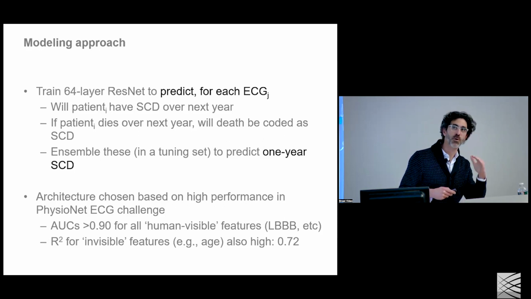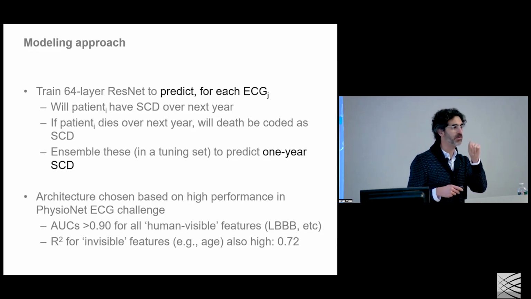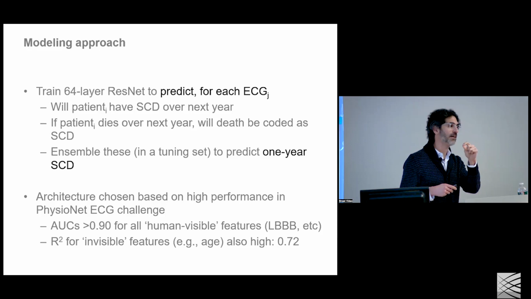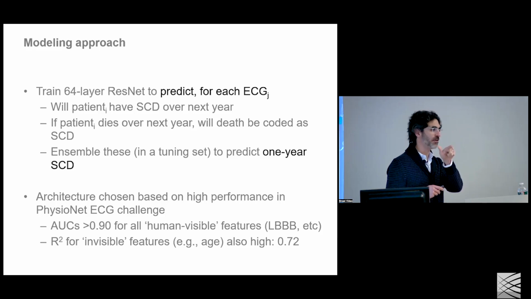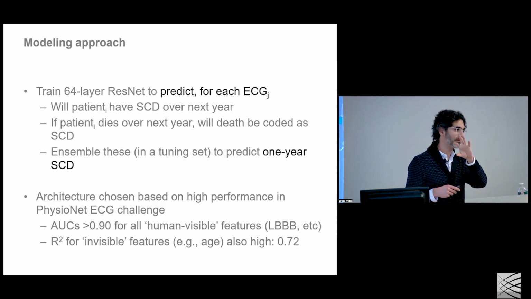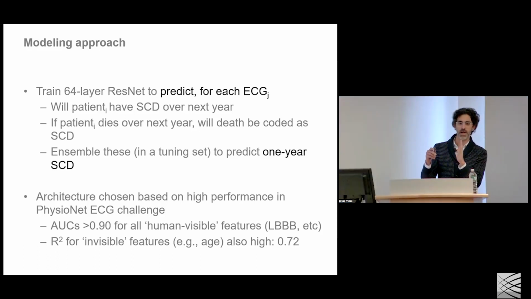What we're predicting exactly is two things. We predict for everybody, will they die of sudden cardiac death in the next year? And then we predict for the people who die, will that death be of sudden cardiac death? So you can think of one as an unconditional predictor and the other as a conditional predictor only for the people who died. Then we ensemble those two things together to predict the 1-year sudden cardiac death likelihood.